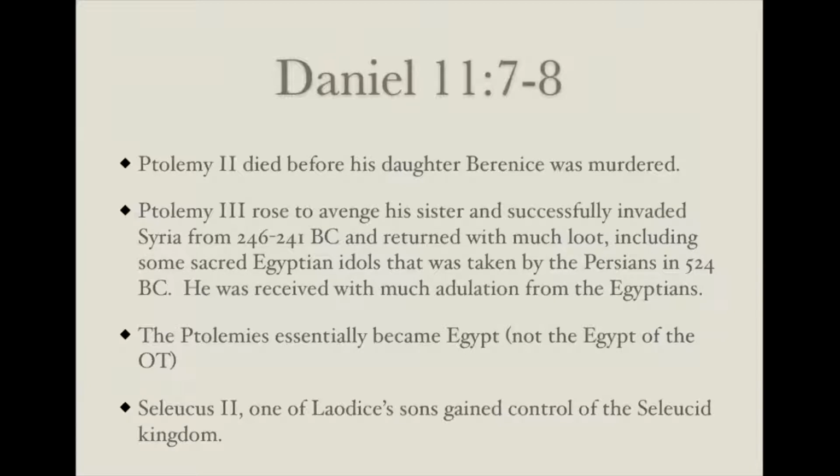Okay, so Ptolemy II died before his daughter Berenice was murdered. So Ptolemy III, who took over, rose to avenge his sister and successfully invaded Syria, or the Seleucid kingdom, from 246 to 241 BC. He wasn't that ambitious, so he beat them, stayed a little bit, but decided, you know what, I'm just going to take all the loot and go back to Egypt.